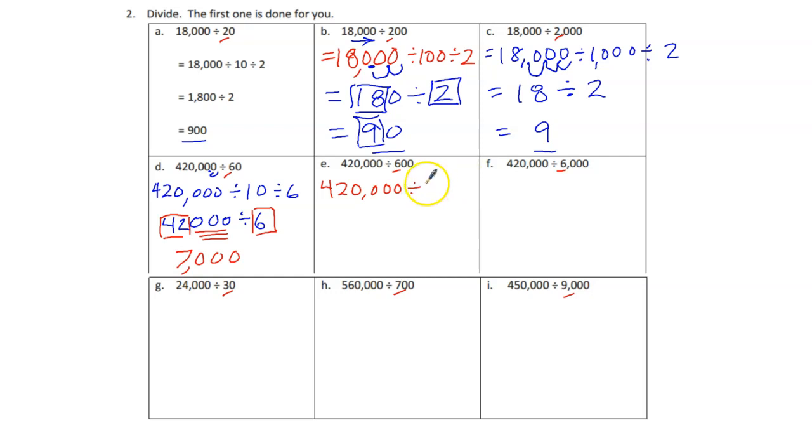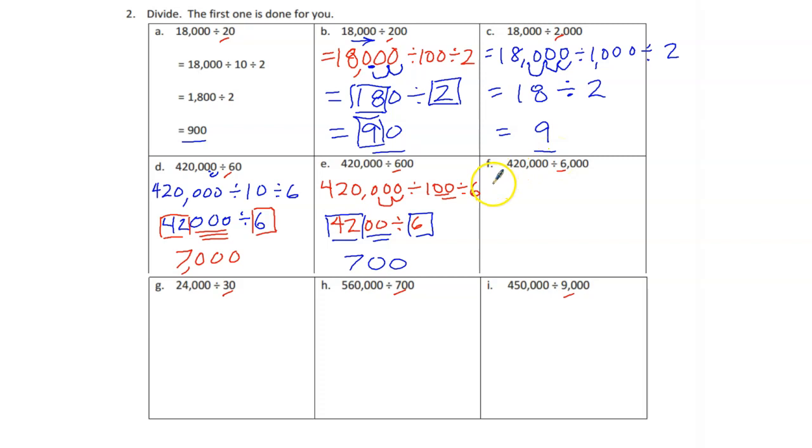So we're going to separate our 600s, factor that out as 100 divided by 6. I know that I have 2 zeros here, so that's going to be divided by 10, divided by 10. So it's going to be 4,200 divided by 6. I know that 42 divided by 6 is 7, so it's going to be 700. All right? Let's go ahead and continue.